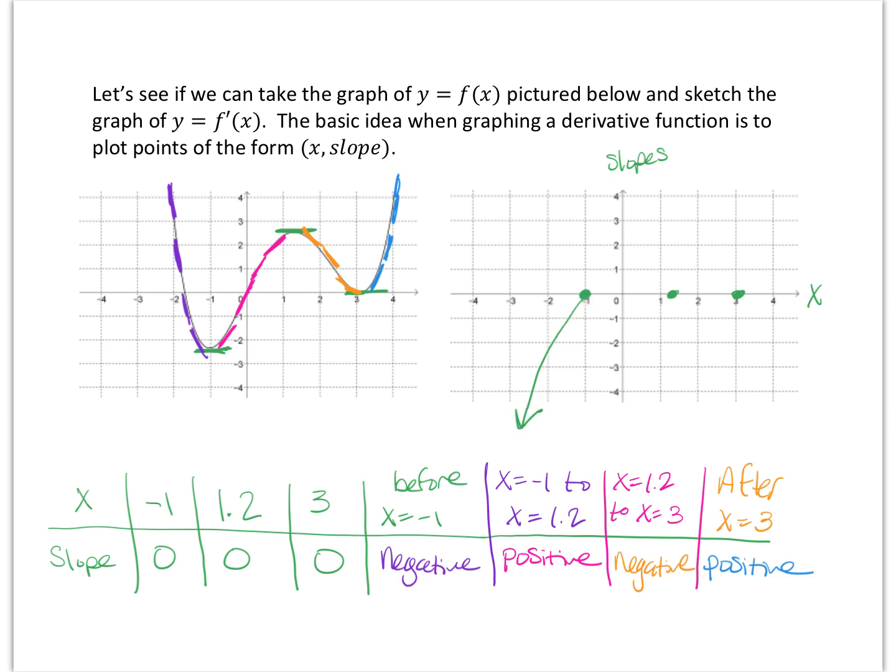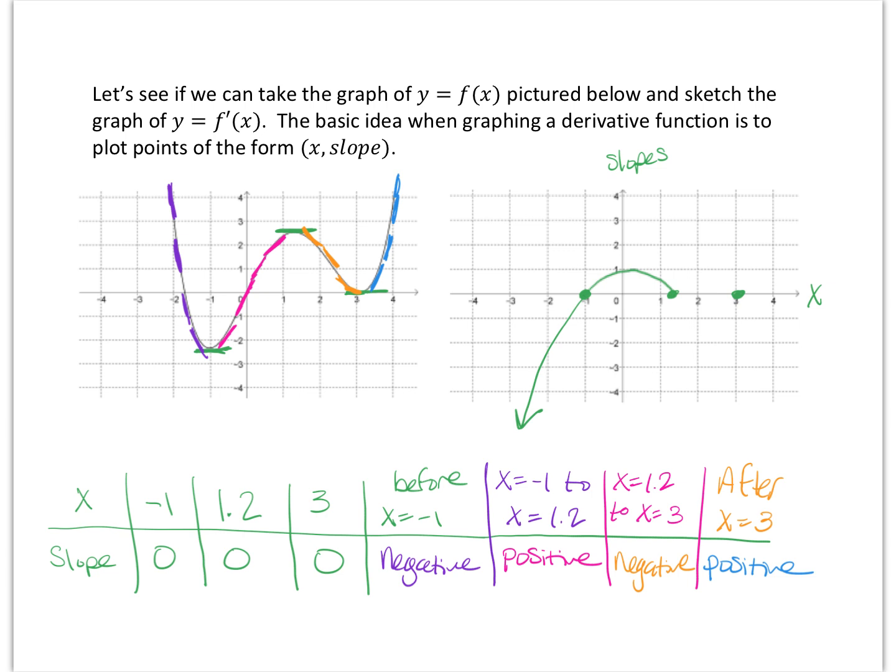Okay, then between -1 and 1.2, from here to here, I have positive slopes, and they start out close to zero, and they get more and more positive, but then they hit some peak level of positiveness, and then they start to come back down towards zero. They get less and less steep and approach zero again. So these are positive, they hit some maximum steepness, and then they come back down to zero.